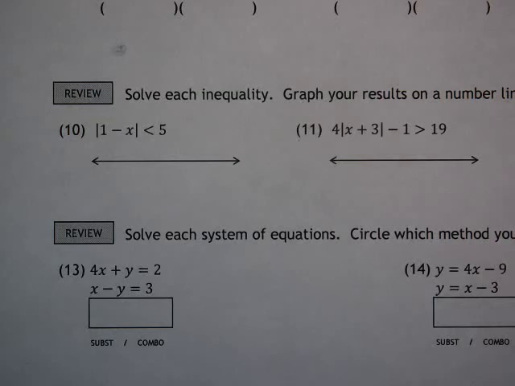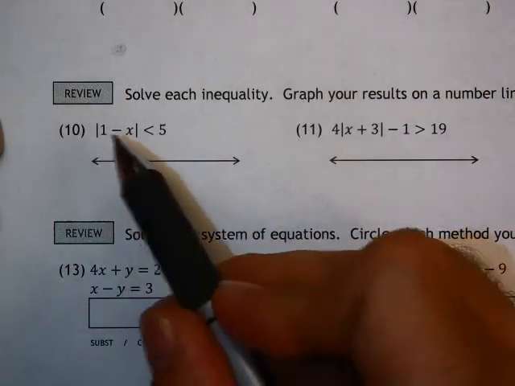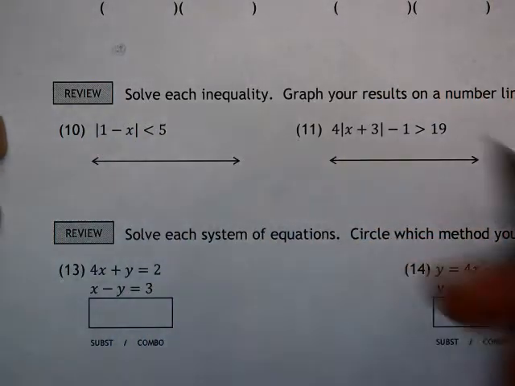Algebra 2 worksheet 4.6. I'm going to look at numbers 10 and 12 in this video. These are solving inequalities from concept 3. And number 10, initially you look at it and it seems kind of simple because there's really not much going on. There's just the absolute value of 1 minus x less than 5.